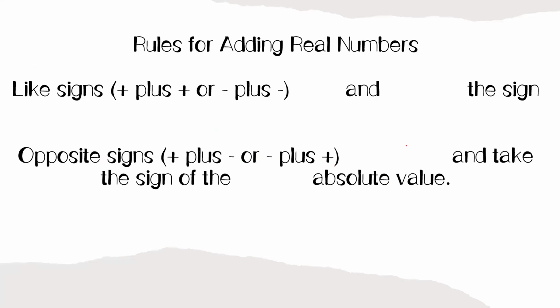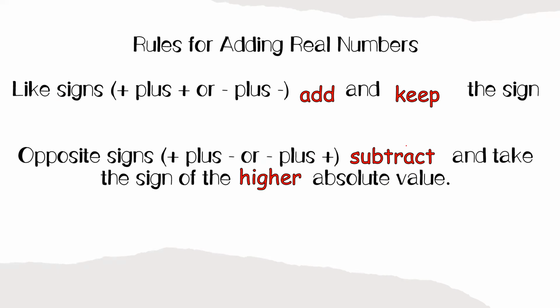All right. Rules for adding real numbers. That's what we're adding, real numbers: positive numbers and negative numbers. So like signs, positive plus positive or negative plus negative, you're going to add and keep the sign. Opposite signs, you're going to subtract and take the sign of the higher absolute value. Now, you're going to hear me shorten that to say subtract and take the sign of the higher. So like signs, add and keep the sign. Opposite signs, subtract and take the sign of the higher.